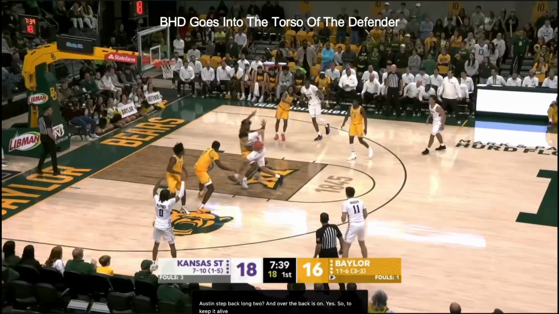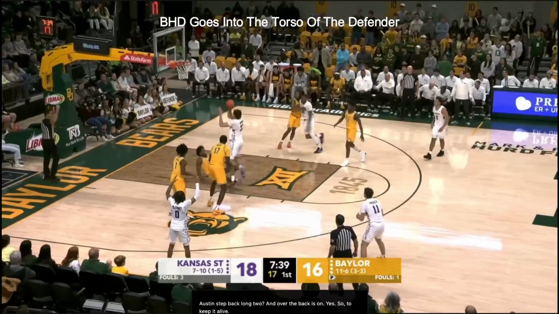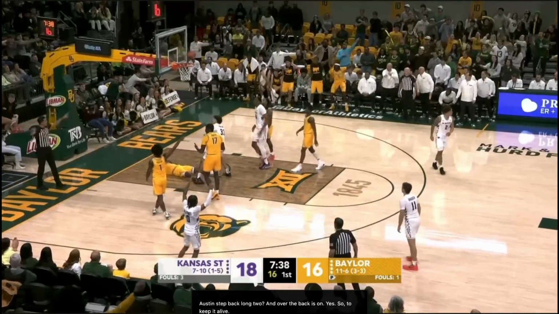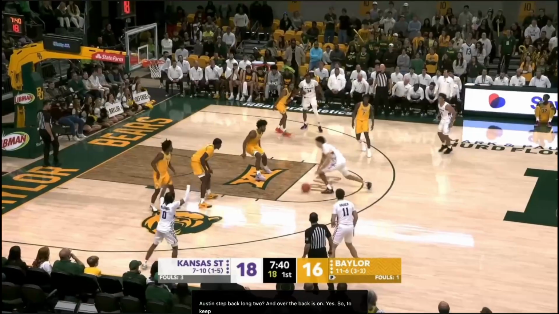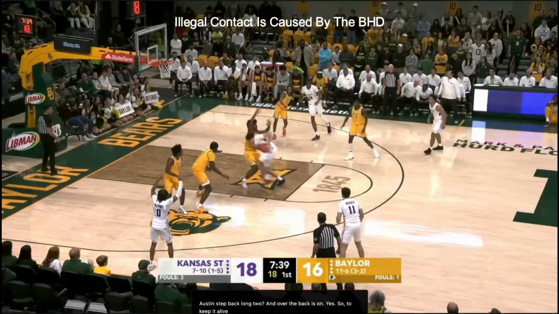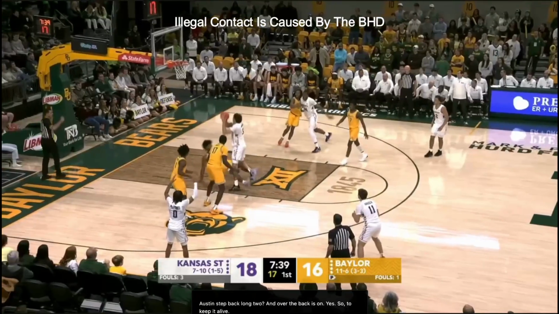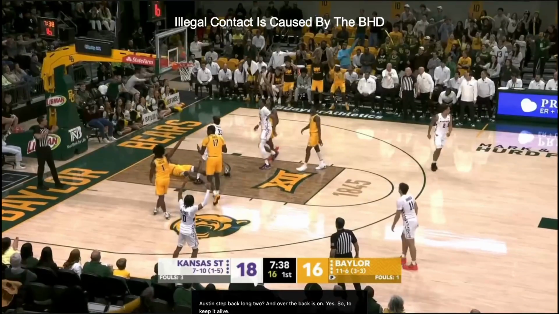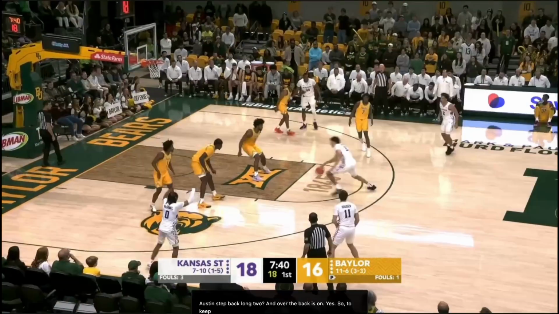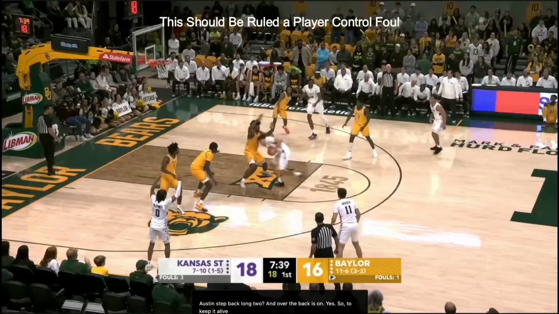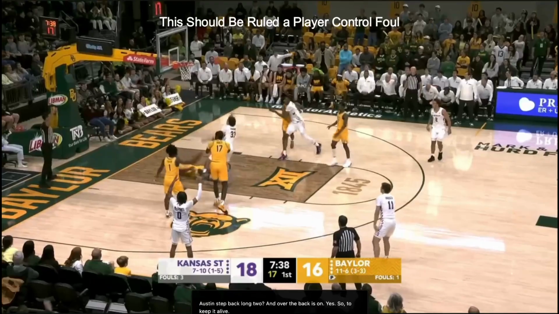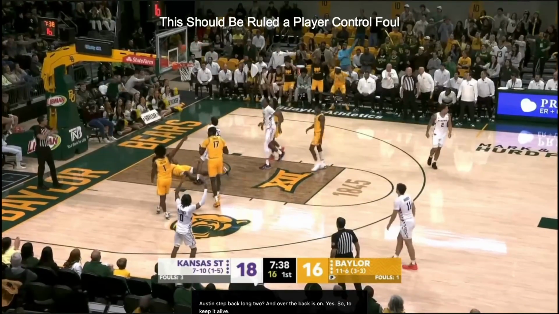So the ball handler, the dribbler, as we can see, goes into the torso of our legal guarding defender. So it appears that the illegal contact in this play is actually caused by the ball handler, the dribbler, as opposed to the defender. Therefore, this should have been ruled a player control foul, and the ball would have become dead immediately and continuous motion would not have been a thought.